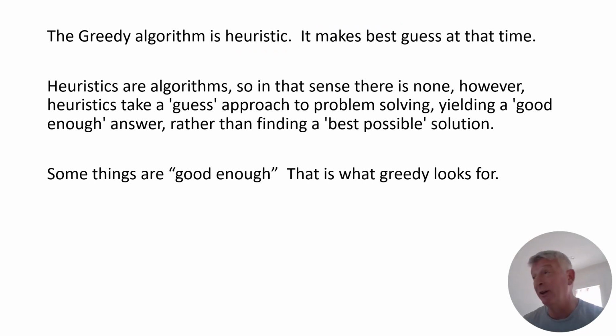So greedy algorithm is heuristic. It makes a guess at the time. Heuristics are algorithms, so in a sense there is none, however, heuristics take a guess in approach to solving a problem, but it does yield a good enough answer rather than finding the best solution. Sometimes good enough is all we can get. There's algorithms out there that are just good enough. They're not perfect, but they're good enough, right? And good enough is what heuristic approach looks for.